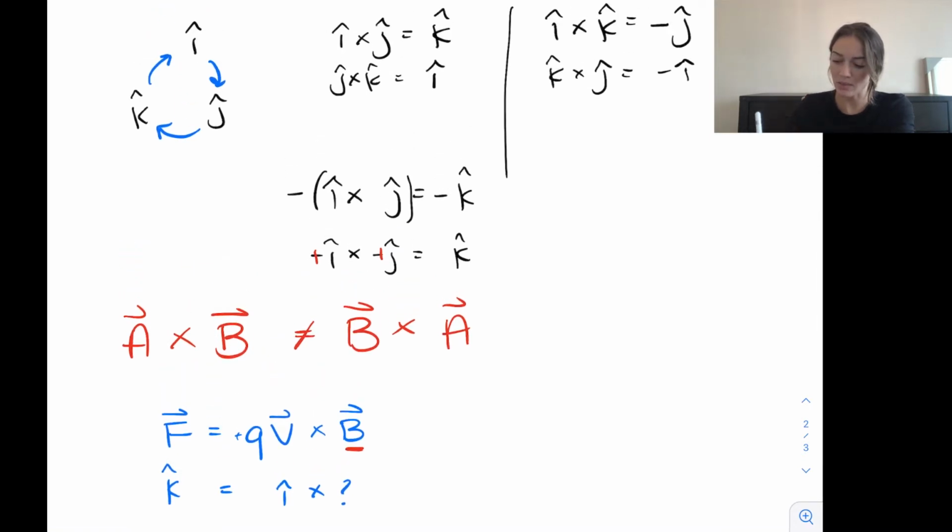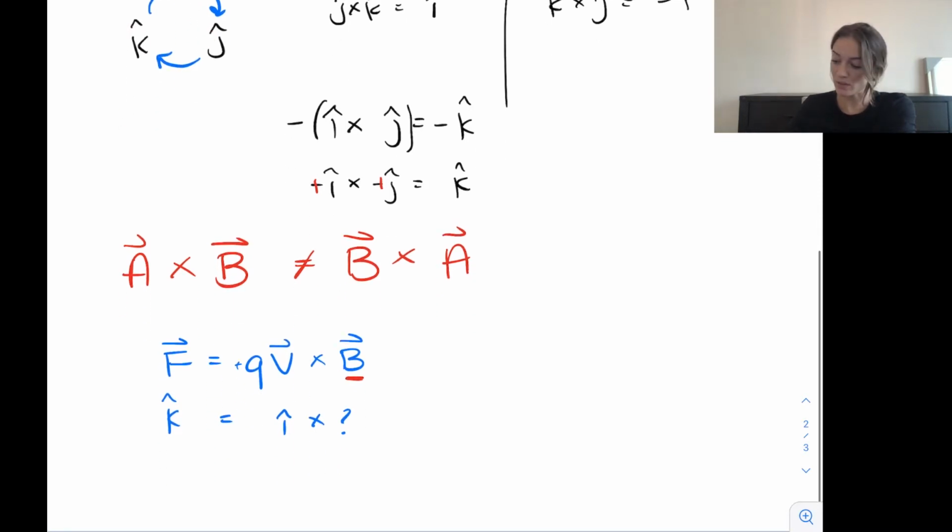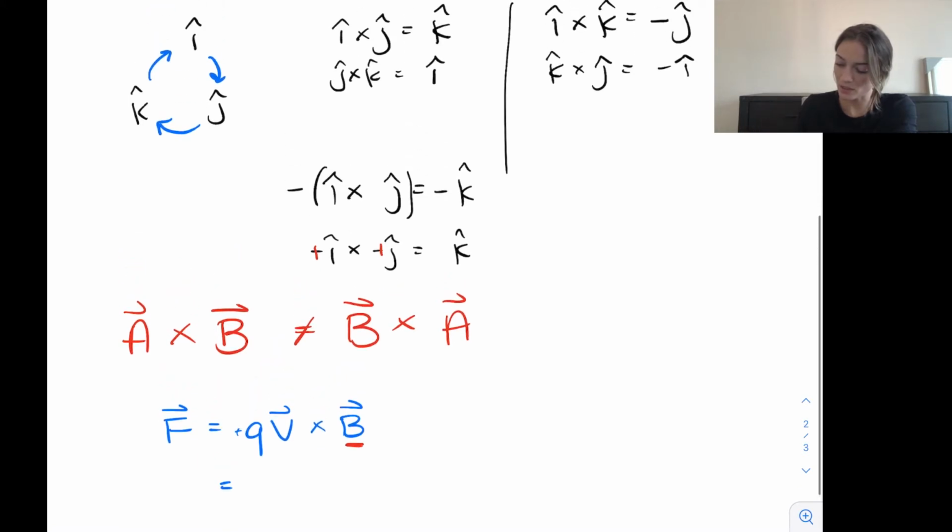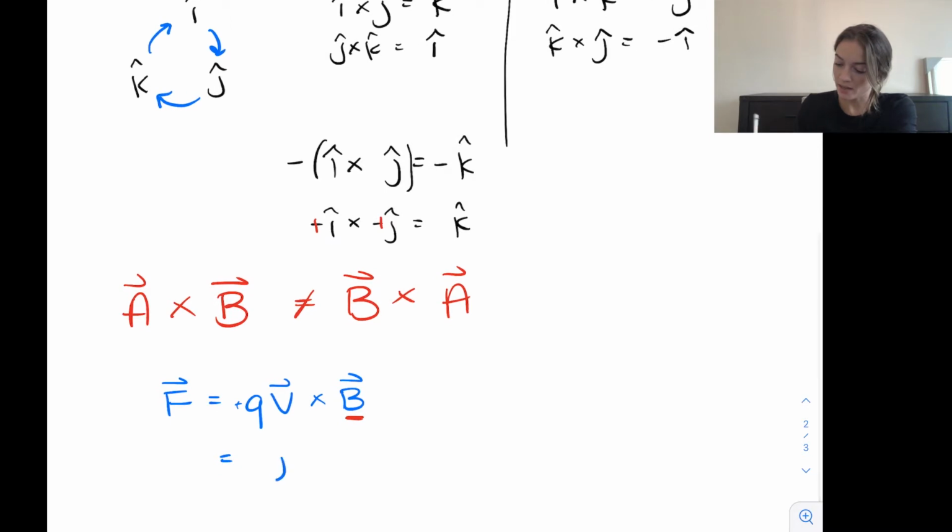Well, I can just look at my little circle right here and say, okay, i hat crossed into j hat will give me k hat. So my magnetic field has to be j hat. Or let's say there was a negative sign, to make it a little bit more difficult. Let's say my velocity was in the j hat direction and my force was in the k hat direction.